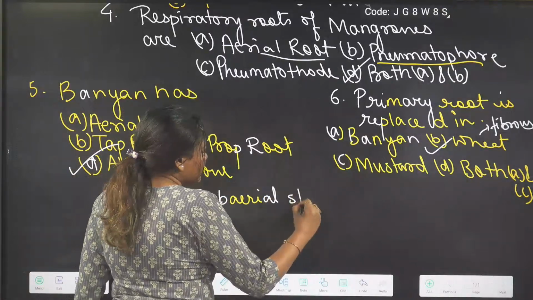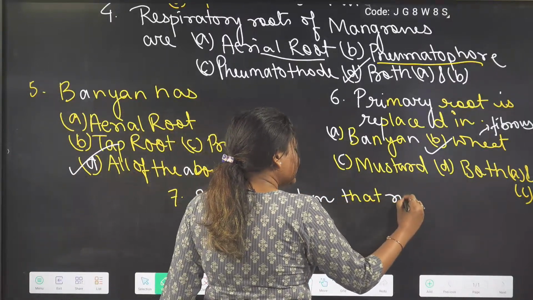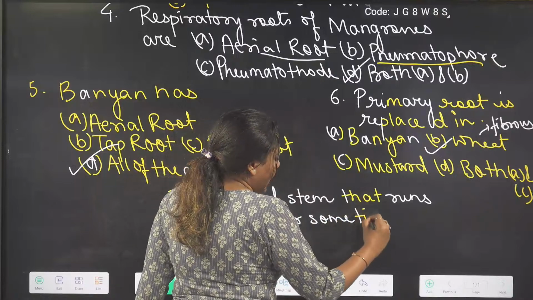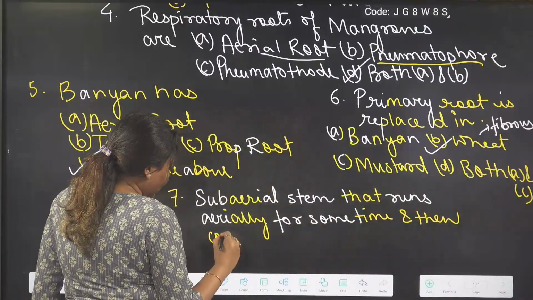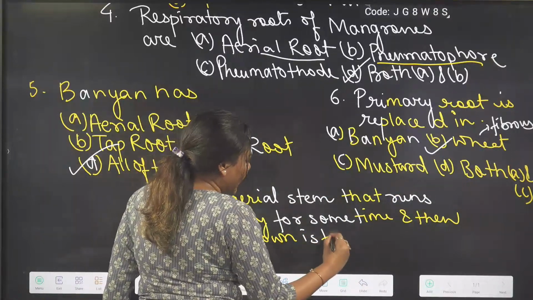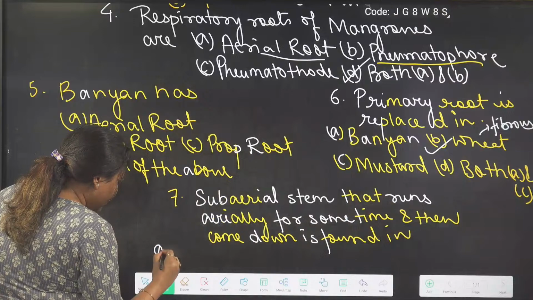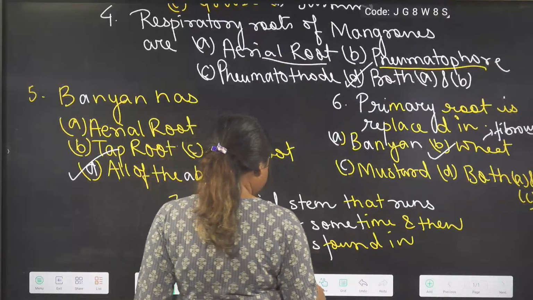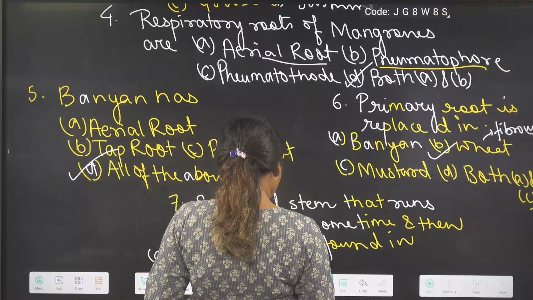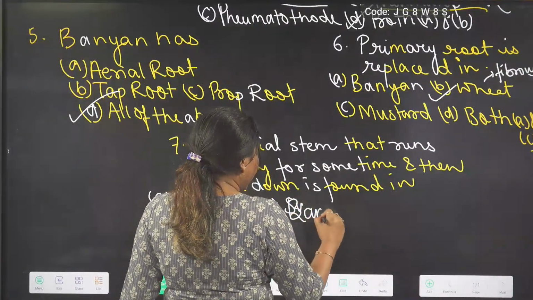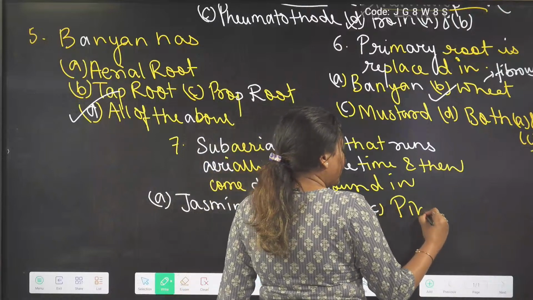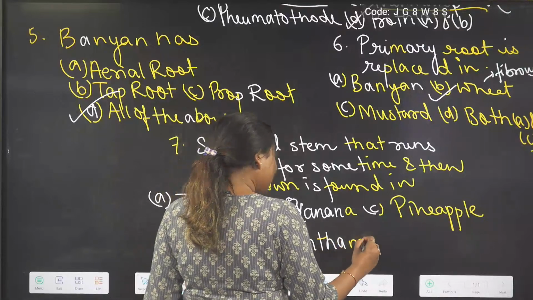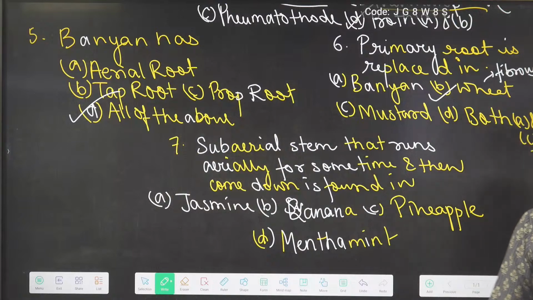Subaerial stem that runs aerially for some time and then comes down is found in: option 1, jasmine; option 2, banana; option C, pineapple; and option 4, your mentha. Tell me, what is the answer?